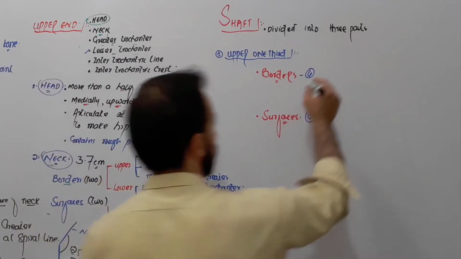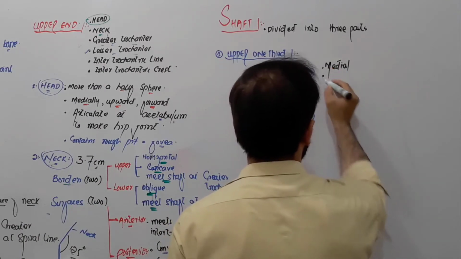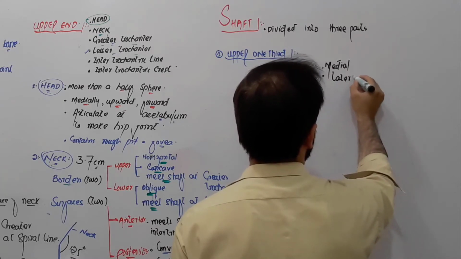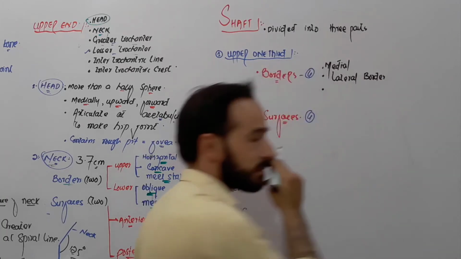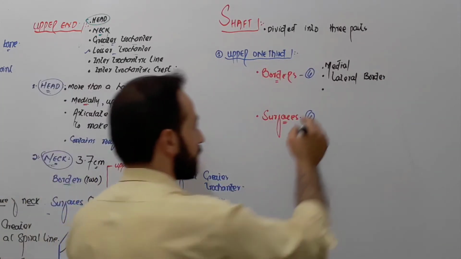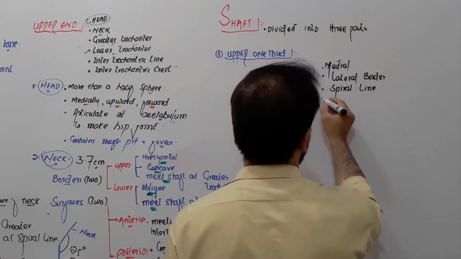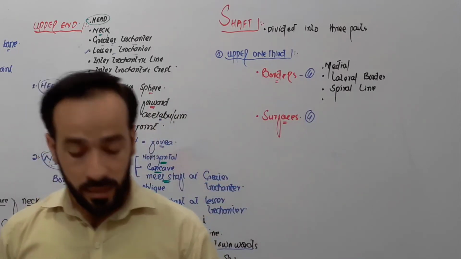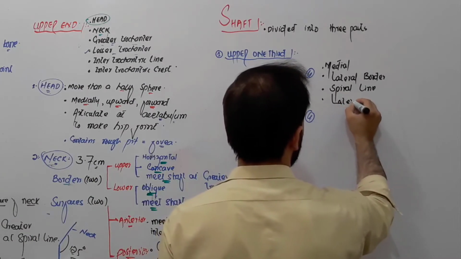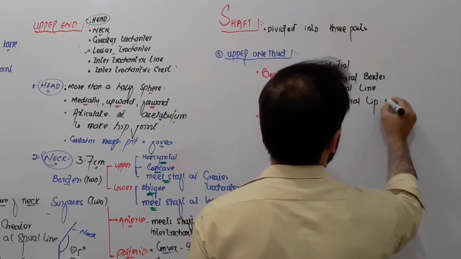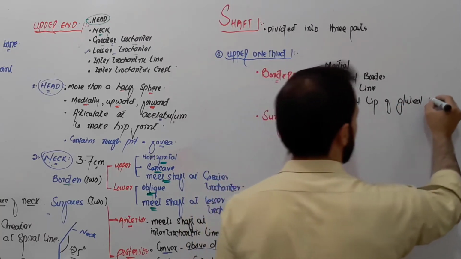So there is the medial border, right? Then we have the lateral border, right? Then there is the spiral line, I will show you, right? And then there is the lateral lip of the gluteal tuberosity.